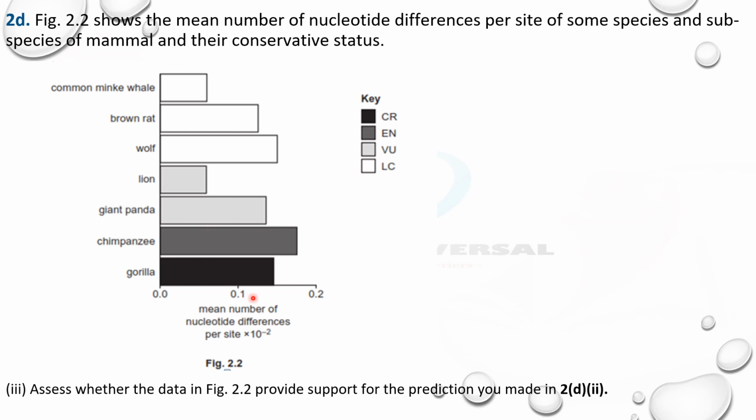Now if you check, because this is the mean number of differences, the one that has the highest number of differences is chimpanzee. So where is this in conservation status? That's endangered. So this doesn't support it because the mean number of nucleotide differences here is high, and yet it's at a higher part of the conservation status, endangered. It does not support it because chimpanzee has a higher mean number of nucleotide differences, so it should not be endangered. Okay, this does not support it.